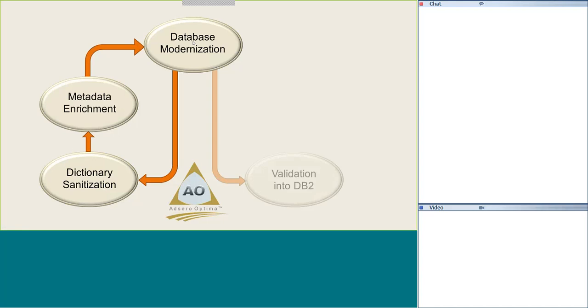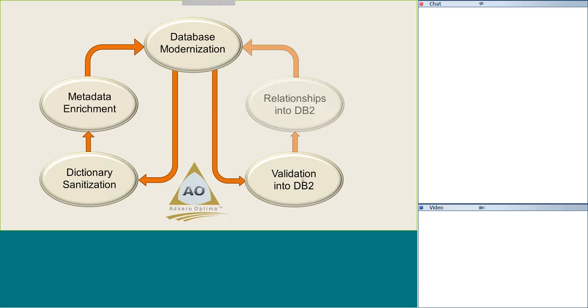The other loop is to build your validation into DB2, i.e. taking the validation out of your program logic, placing it into trigger programs, and validating the data at the database level, not at your application level. Then to add relationships into the DB2 database, which will further validate relationships between two files. And then that takes you back into the database modernization. And you go around those two loops.